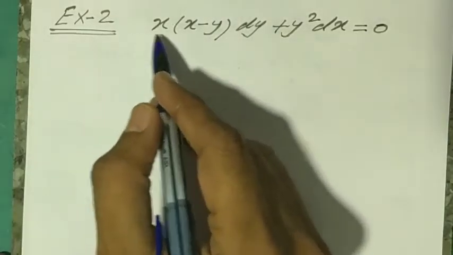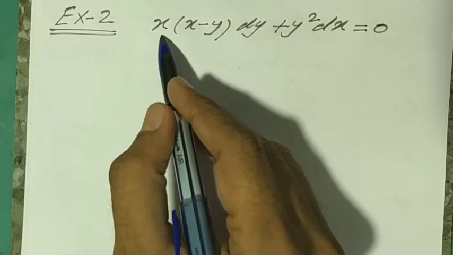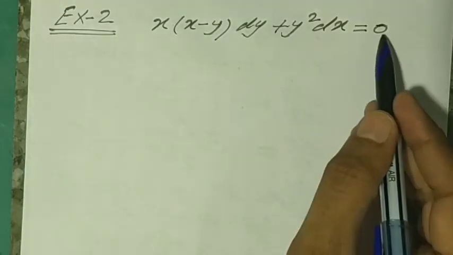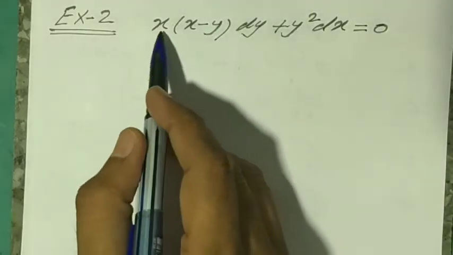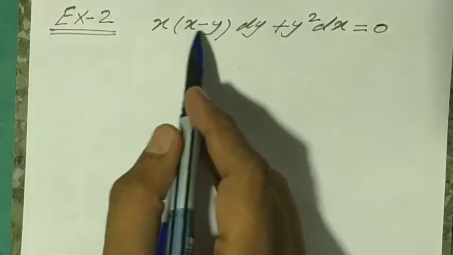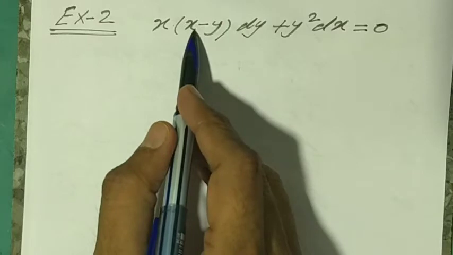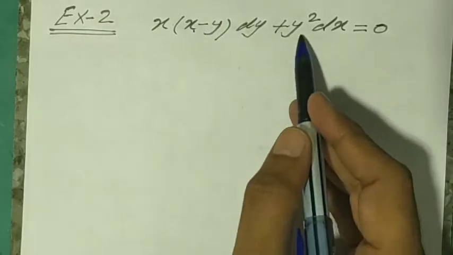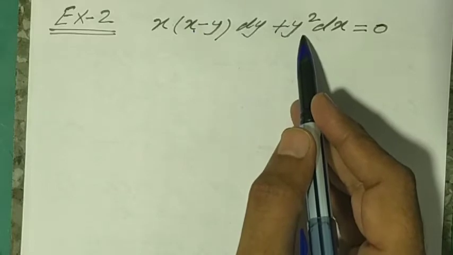Now let us take the second example, that is x bracket x minus y dy plus y square dx is equal to 0. So obviously this is a homogeneous differential equation, because if we open up this bracket, the first term will be x square, that is degree 2, the second term will be xy, that is degree 2, and the third term is y square, that is also degree 2.